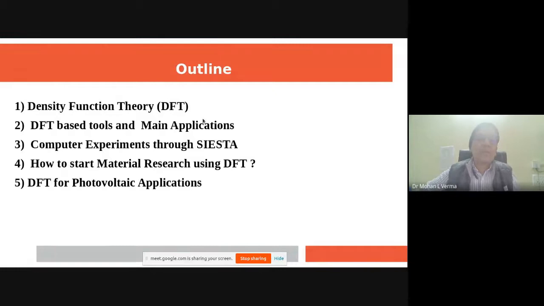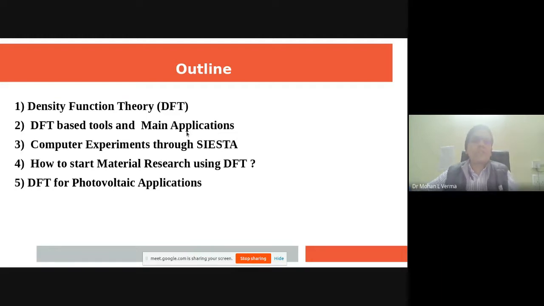Outline of my talk. I will start with a glimpse of density functional theory. The day before yesterday, Dr. Ravi Pandey was here, and he mentioned wonderful results in his presentation, mainly based on density functional theory. He has assigned me the job to introduce you to density functional theory, some tools, and some applications of this theory.